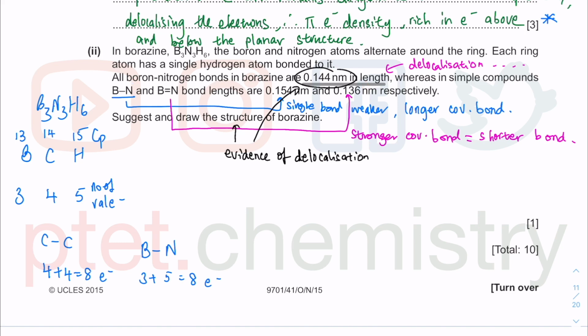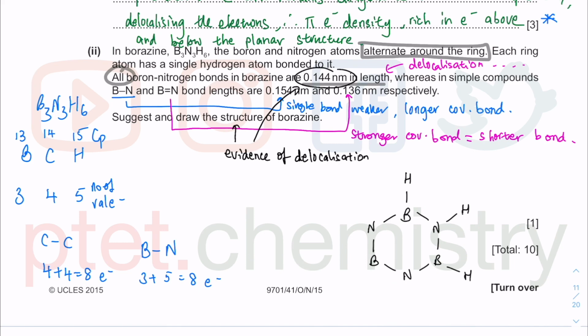All of them are of the same length, and they are longer than a double, which means it's weaker than a double, but it's stronger than a single because it's shorter than a single bond. So what I do is I draw boron, nitrogen, boron, nitrogen, boron, nitrogen. Why do I do that? Because of this information, alternate around the ring. If we know how to read the question, we know how to interpret it. And then of course I also have hydrogen on each atom. You have lone pairs on the nitrogens and you have empty orbitals on the borons.